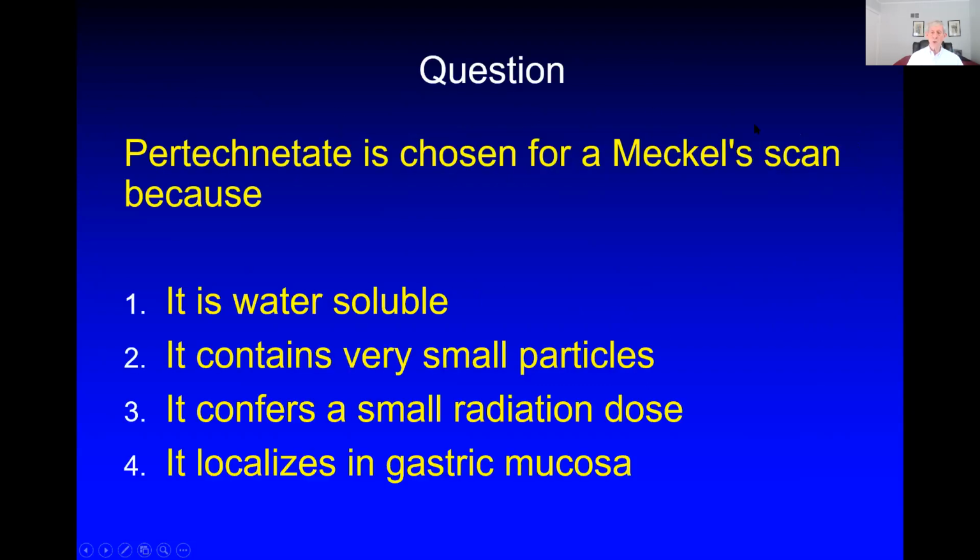And why did we choose pertechnetate? The correct answer is number 4. It is known to localize in 4 places: the choroid plexus, salivary glands, the thyroid, and the gastric mucosa. While this one is true, it is water soluble, and it does confer a small radiation dose, that's not why we chose pertechnetate. We chose it because it goes to gastric mucosa.